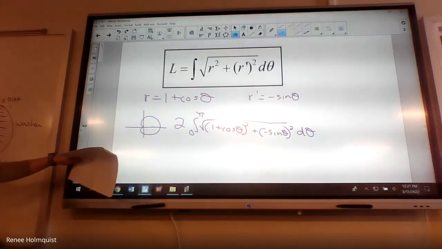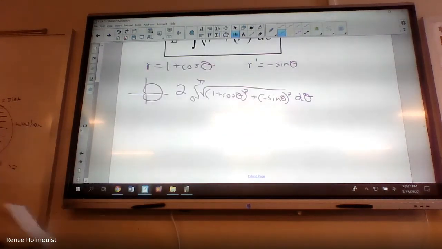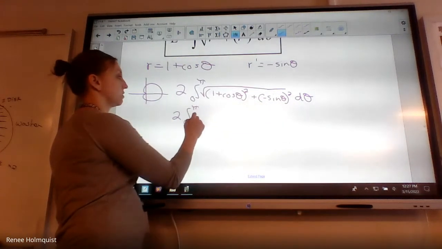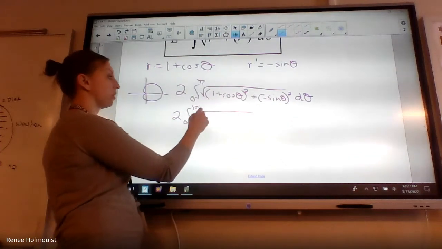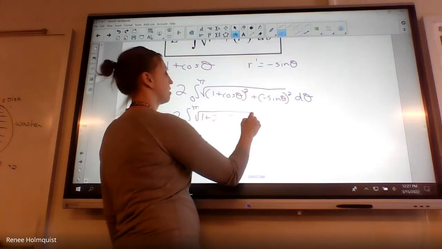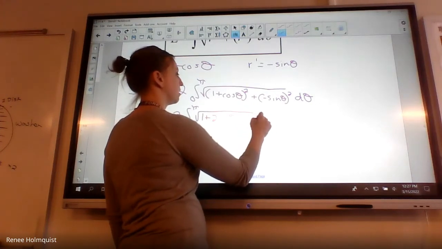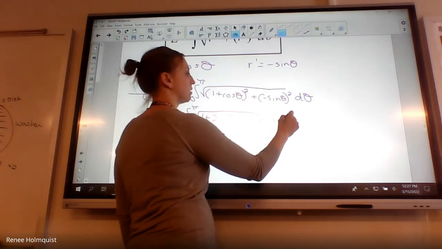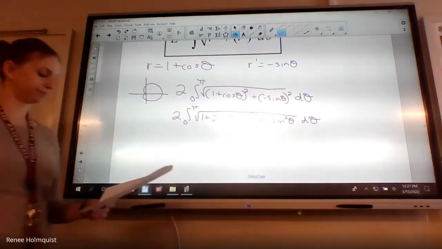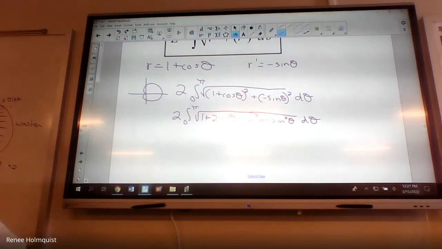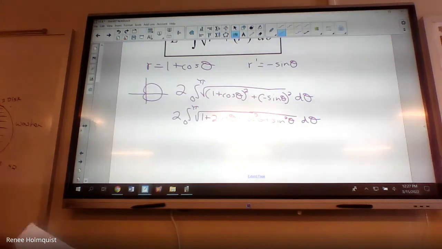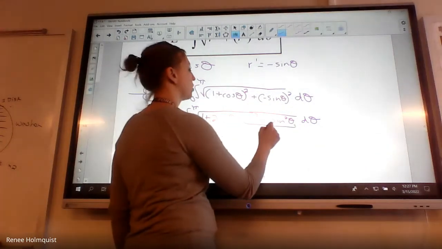Okay, so let's do this one by hand, just again to get some of that trig stuff in here. So I'm going to leave my 2. I'm going to square the stuff in here. So first one will be foiling: 1 plus 2 cosine theta plus cosine squared, plus sine squared, d theta. Now, sine squared plus cosine squared, there's that 1 showing up.